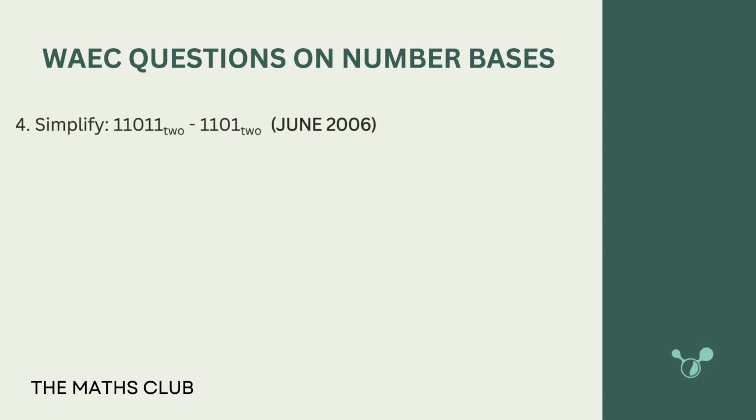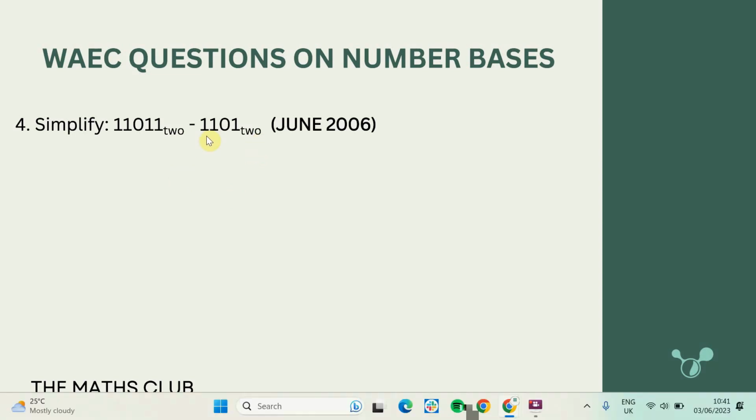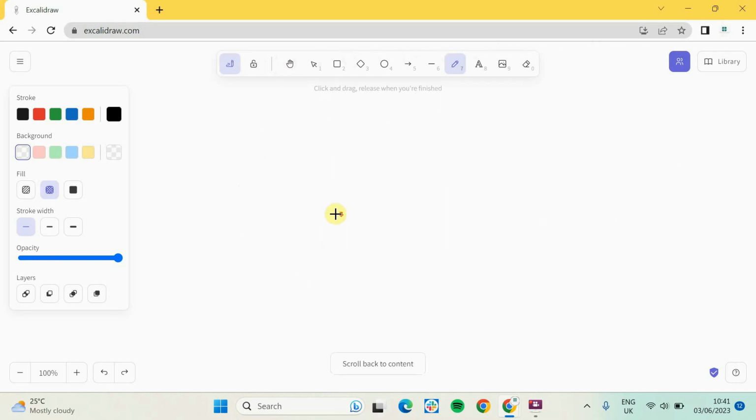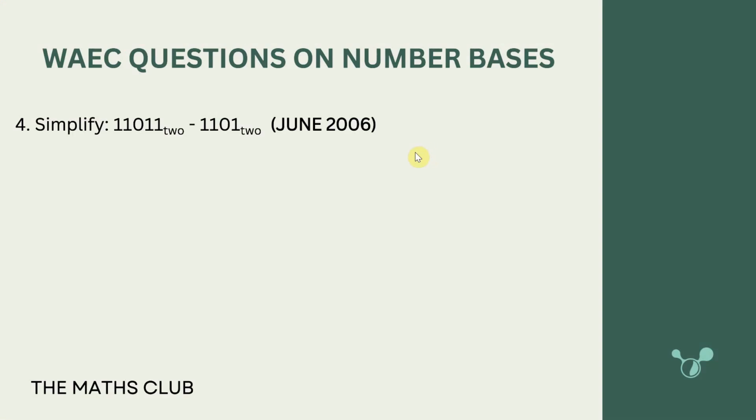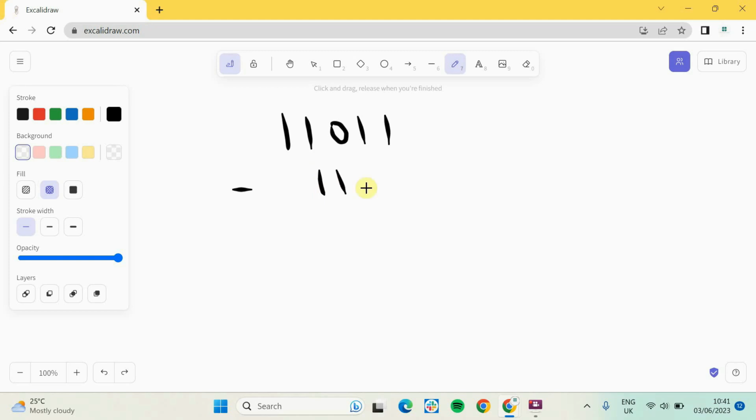Now let's move to the next question. This next question is taken from June 2006, and it's saying subtract. We're having the same base, so we don't need to convert to base 10 really. We can subtract it like we did when we were treating subtraction. So we have 11011 minus 1101. We're dealing in base 2. 11011 minus 1101.